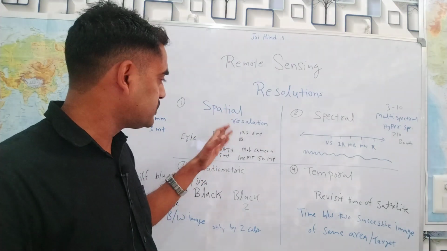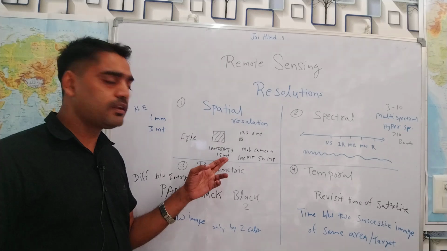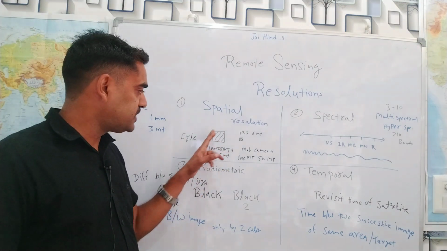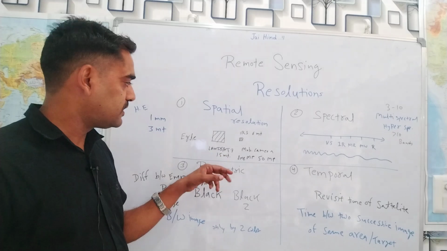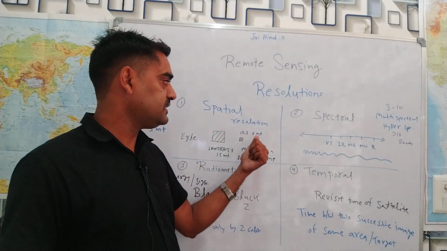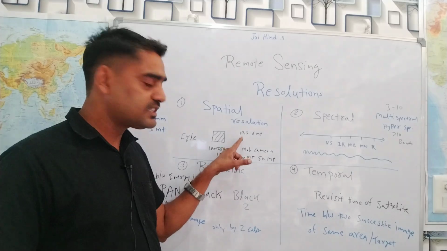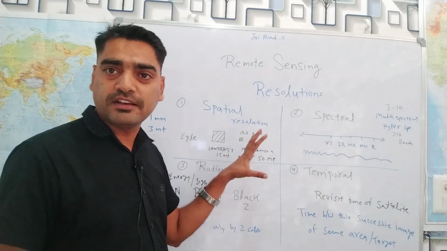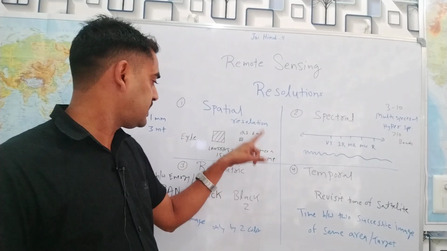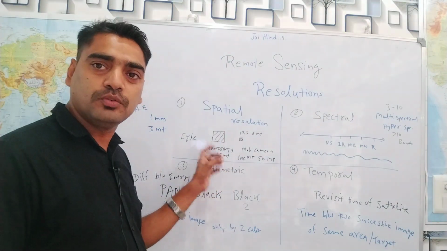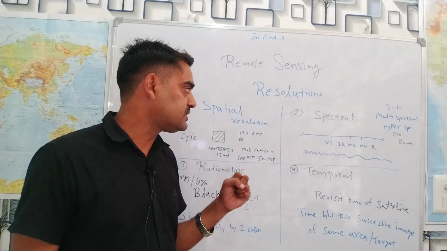In remote sensing, we can take the example of Landsat 7. It has 15 meter resolution. It means an object of 15 by 15 meters can be identified by Landsat 7. But if you take the example of IRS, it has 6 meter resolution. It means it can identify a 6 by 6 meter object very clearly. So we can say IRS has more spatial resolution than Landsat 7. This is an example of spatial resolution in remote sensing.